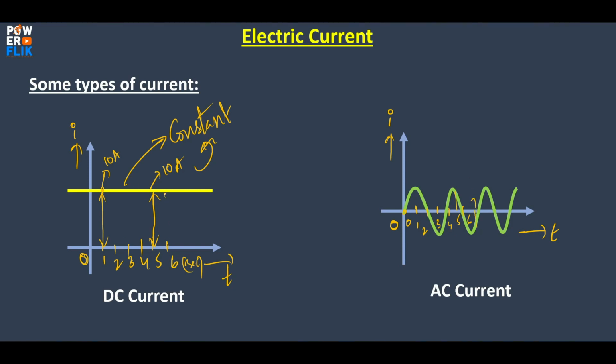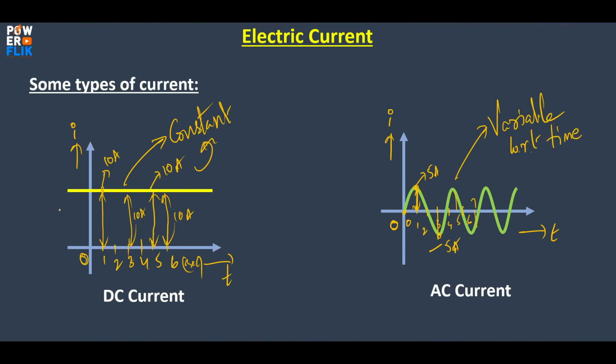Now, if you observe here, 0, 1, 2, 3, 4, 5, 6, 7. At 6 also it is 10 amps only. But here at 1, say it is 5 amps, at 3 it will be minus 5 amps. But for the DC one, at 3 also it is 10 amperes. So the value of the current will be changing, it is variable with respect to time. A DC current will be constant all the time, so AC current will be variable with time.